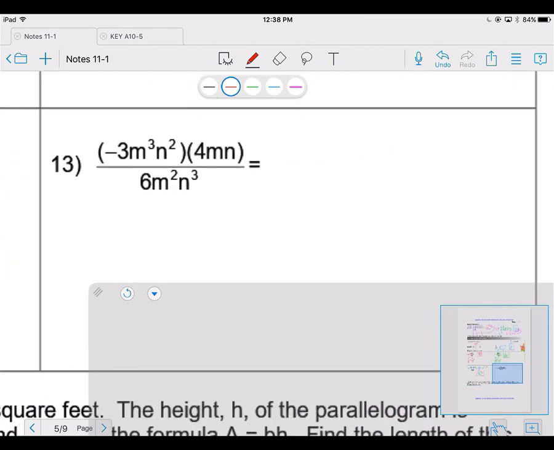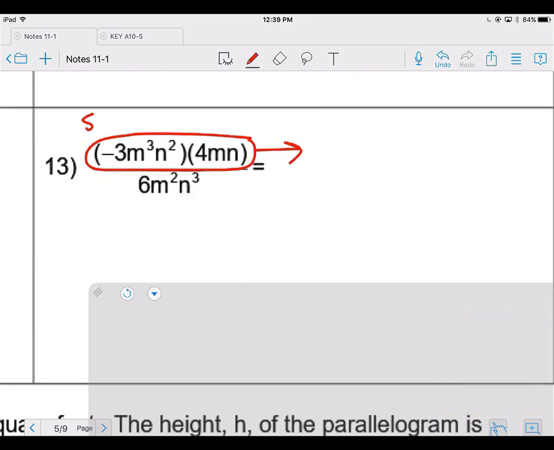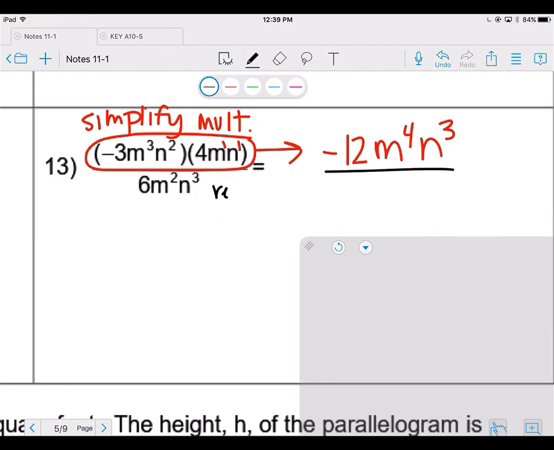If you don't see that, then simplify the top first and then divide. So take it one step at a time. We are going to simplify by multiplying, okay? Remember, like we talked about on the front, when we multiply, you multiply the big numbers and add the small. So negative 3 times 4 is negative 12. M to the 3 plus invisible 1 is 4. M to the 2 plus invisible 1 is 3. And then we just rewrite.